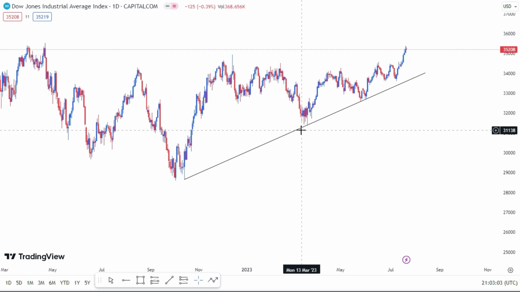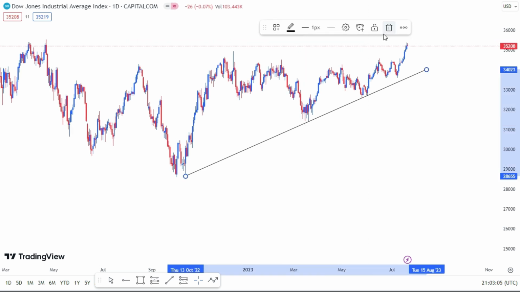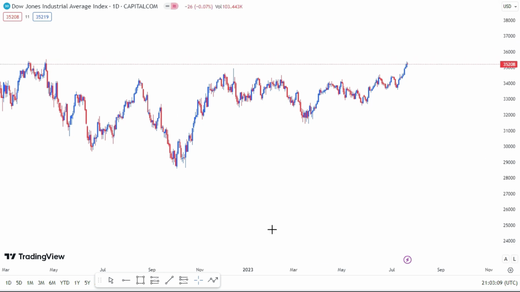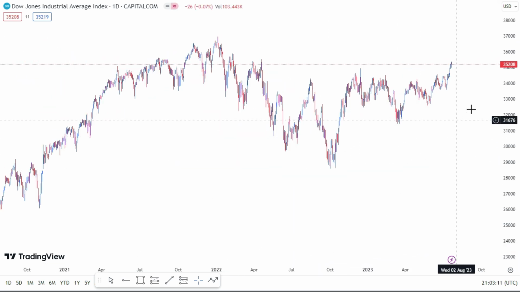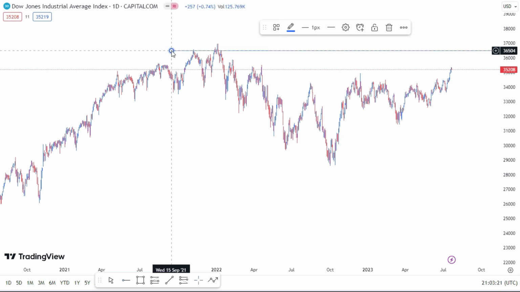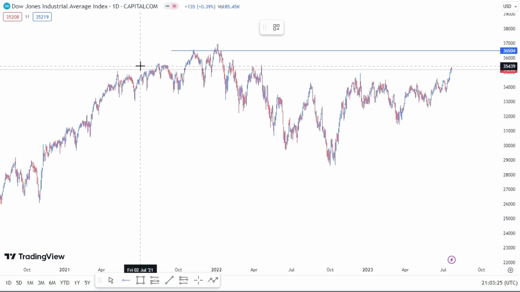So I'm going to just delete this for now. And I'm just going to try to show you guys all the levels that we need on the market so we could trade this successfully. Okay, we're going to look from the upper side over here. You can see that this level has been respected over here. So I'm just looking for the obvious levels, guys.